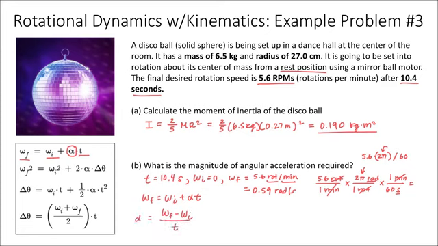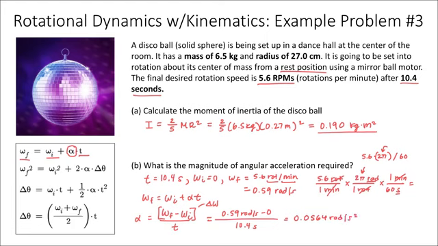And I know that that's actually just the definition of alpha, right? This whole thing, if I look at this, is just the same thing as delta omega over delta t, which I knew was the definition for acceleration, okay? So this is just equal to that 0.59 radians per second, again, minus 0, over my time, 10.4 seconds. So my angular acceleration is equal to 0.0564 radians per second squared.